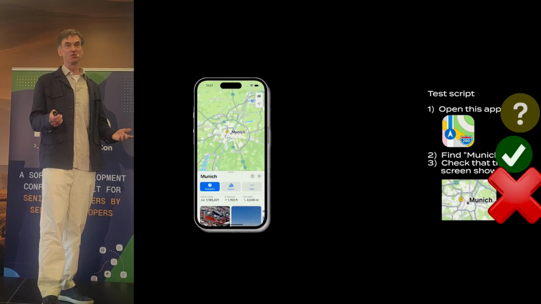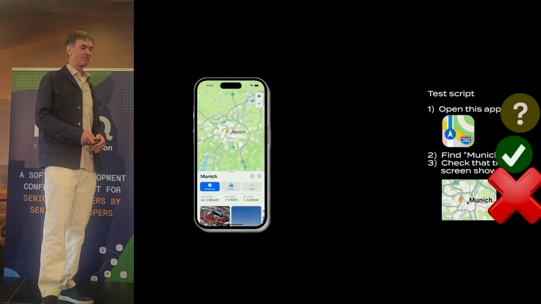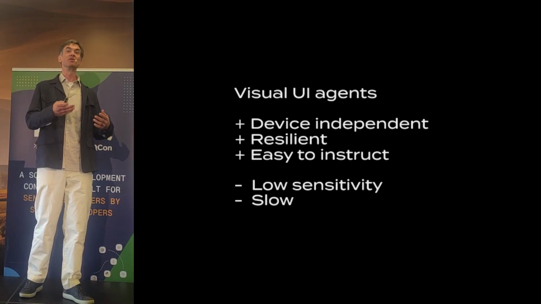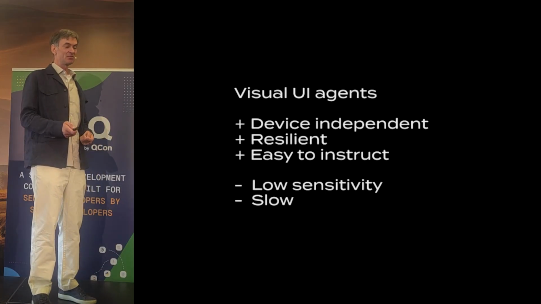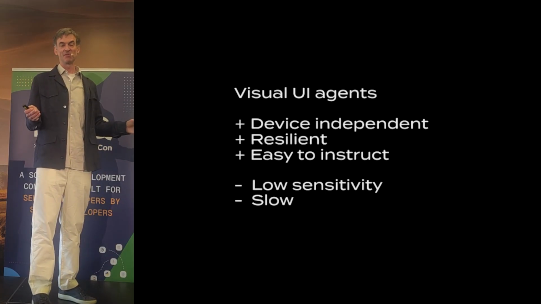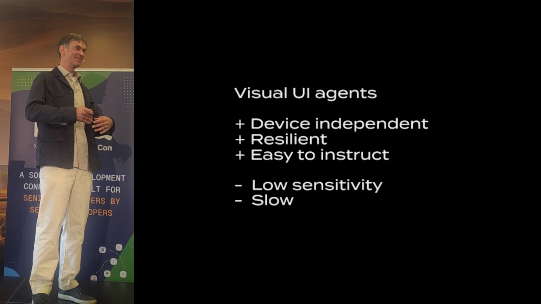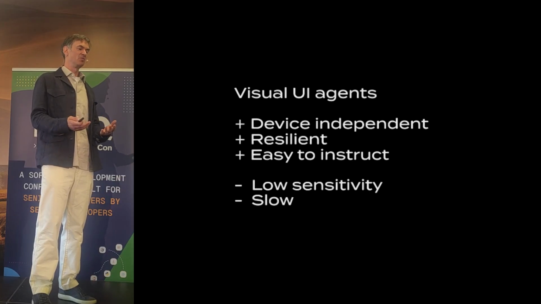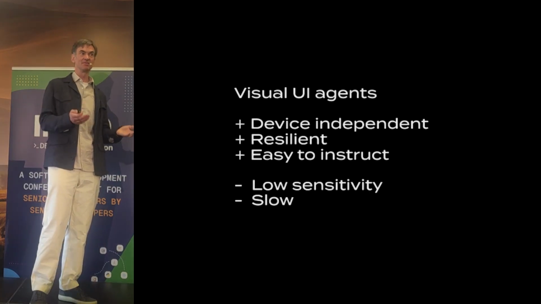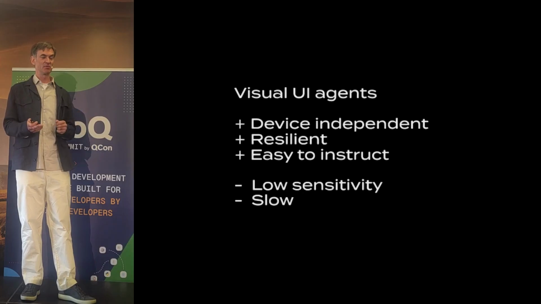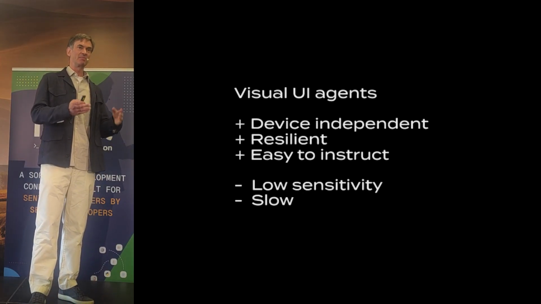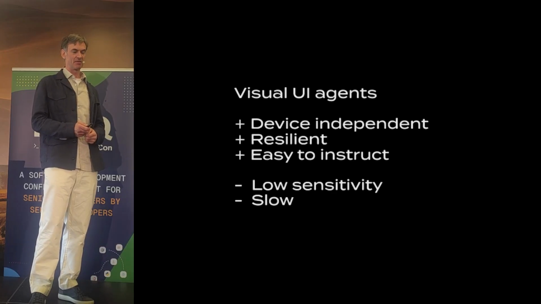But let's first review what we have done so far. We have looked at visual UI agents, or visual computer use agents. They are very strong because they can operate all types of devices. They are very resilient against modified behaviors, and they're easy to instruct in human language. The problem is sensitivity. That's something that we need to explore now, and of course, as always, the AI models are a bit more resource hungry than traditional methods.